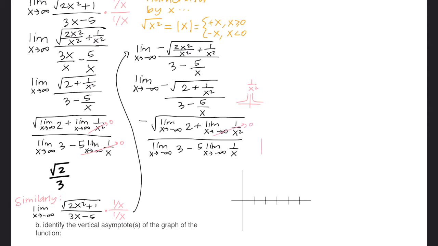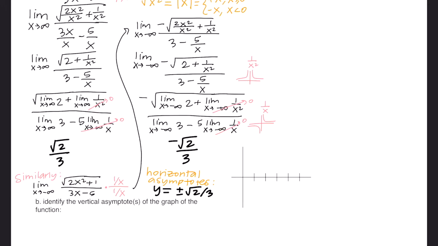Down here we have the graph of 1 over x. Again, you want to memorize this. As x goes to negative infinity, this graph approaches a height of 0 as well. So this term will also go to 0, and then we end up just getting negative the square root of 2 over 3. So our horizontal asymptotes are y equals plus or minus root 2 over 3. Finally, part B says identify the vertical asymptotes of the graph of the function.